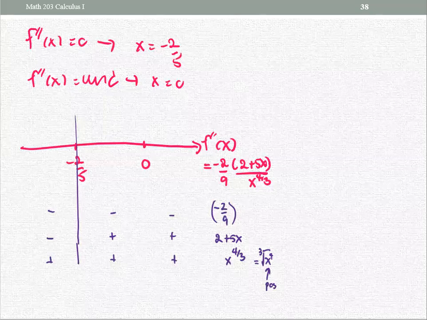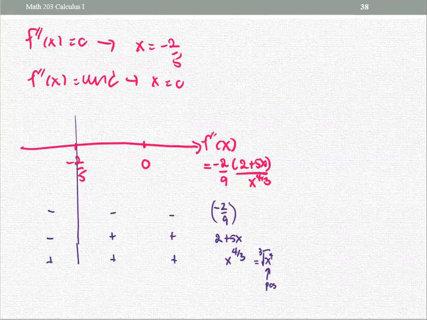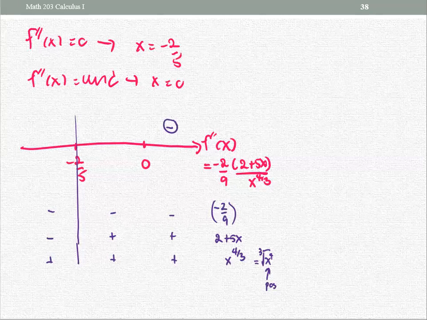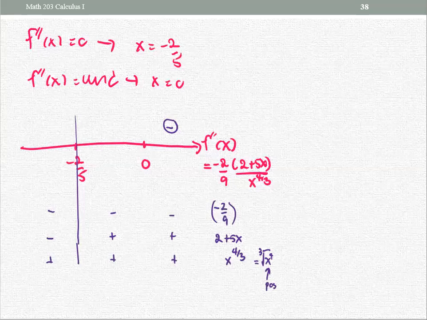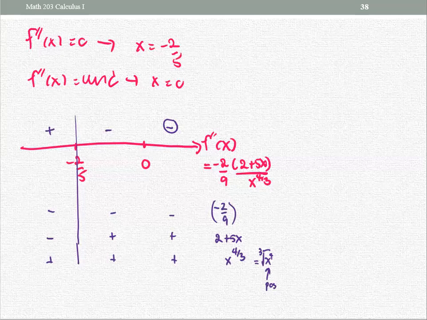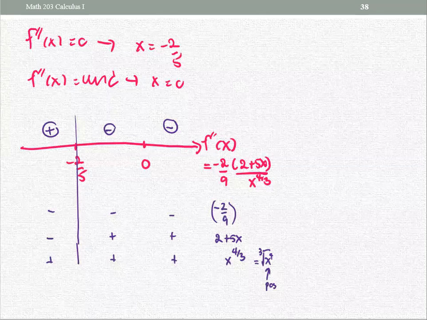Okay, remain positive. So when you put this together: negative from negative 2 over 5, positive from the factor 2 plus 5x divided by positive sign from x to the 4 thirds. So it's going to be negative for the first interval, the one on the right end, and then the next one is going to be negative, and then another one is going to be positive.